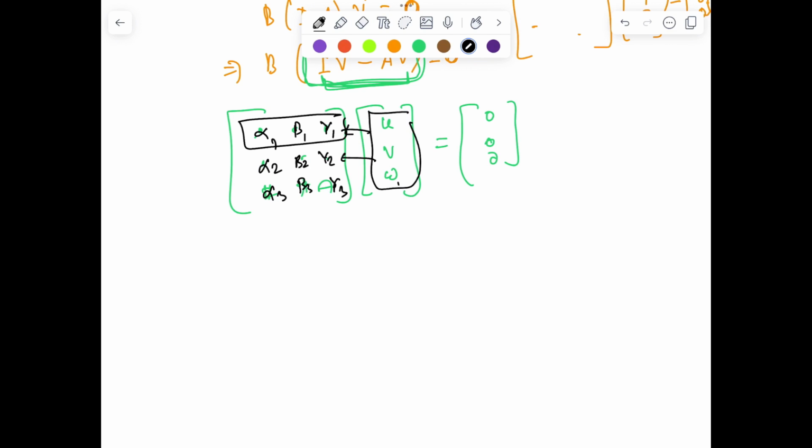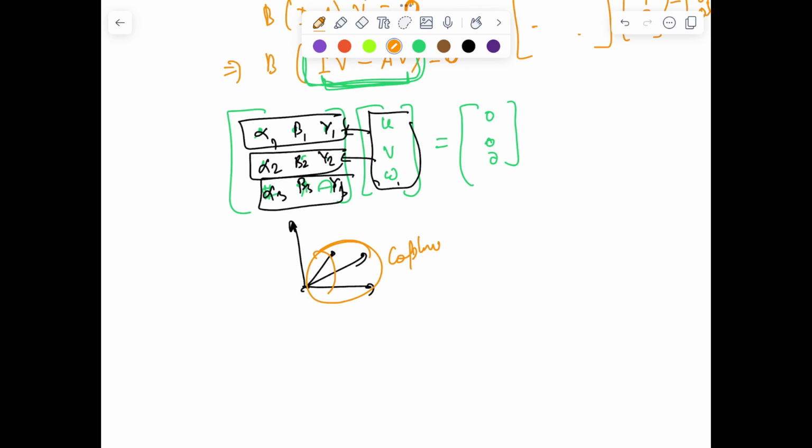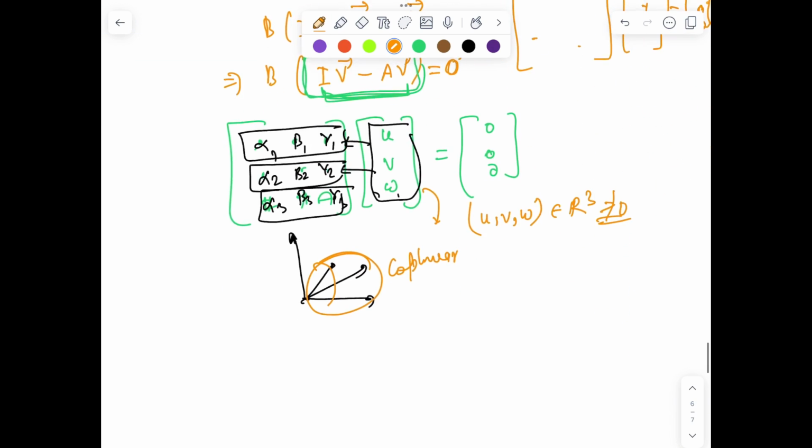It means UVW is perpendicular to alpha 1 beta 1 gamma 1. It's perpendicular to alpha 2 beta 2 gamma 2. It's perpendicular to this. So if we have a vector which is mutually perpendicular to all three vectors, it's possible if and only if they are coplanar. Or in other words, it's a system of homogeneous equations, and if it has a non-zero solution, so I'm claiming this UVW in R3 is non-zero because UVW exists.